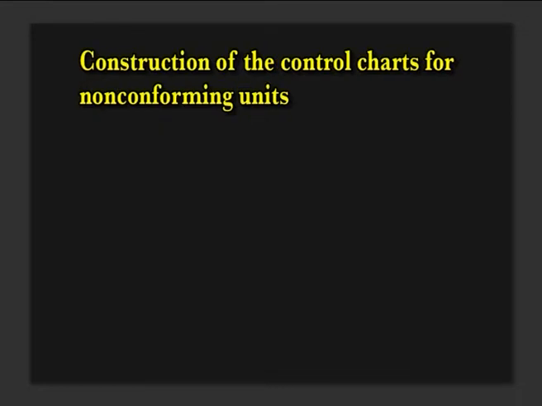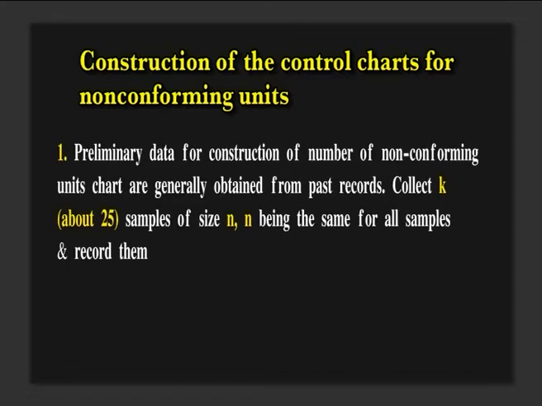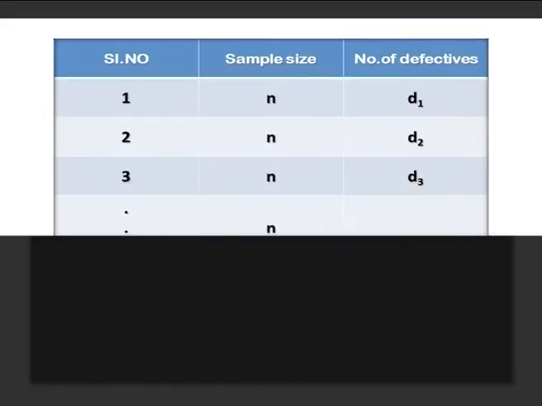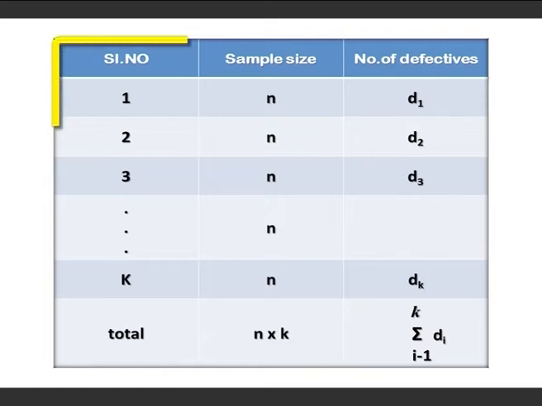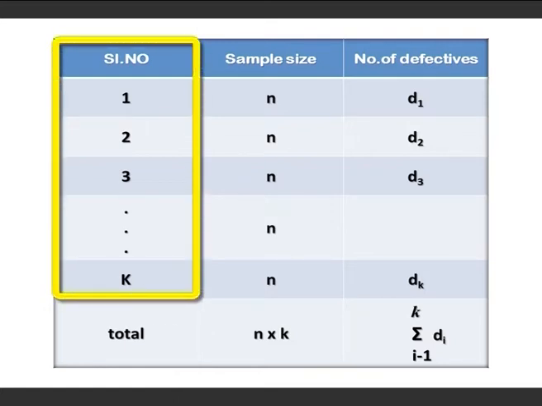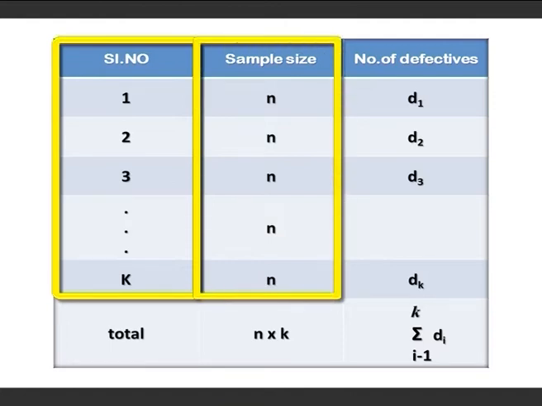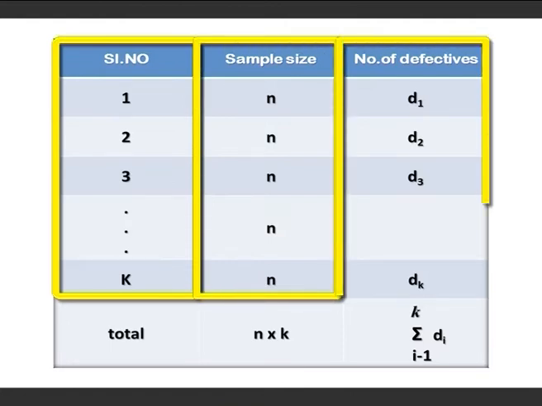Construction of the control charts for non-conforming units. Step 1: Preliminary data for construction of number of non-conforming units charts are generally obtained from past records. Collect k samples, say about 25, of size n, where n is the same for all samples, and record them as defined in the following table. The first column shows the number of the subgroups, the second column gives the size of each subgroup, and the third column explains the defectives in each subgroup.